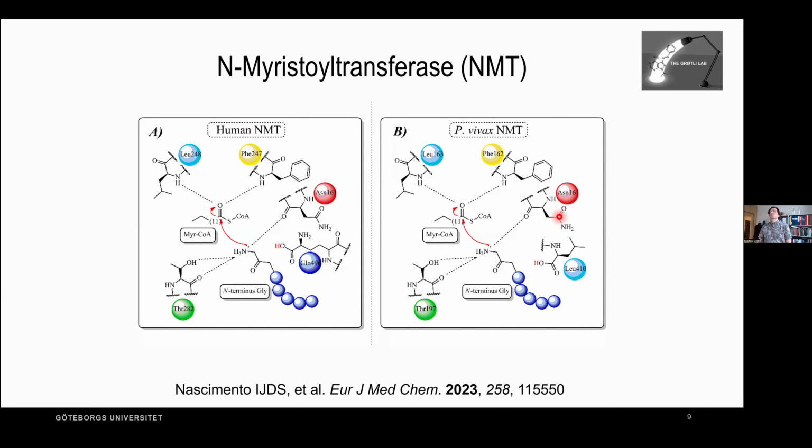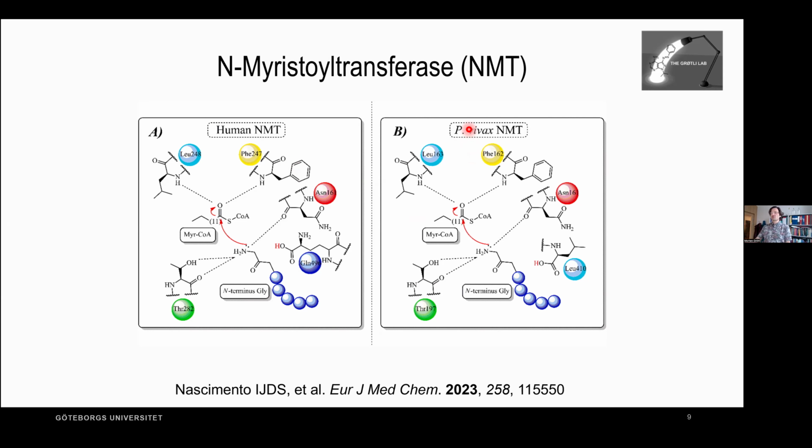But then we have a challenge, and I try to illustrate that here. Humans have two types of NMTs, these enzymes. The malaria parasite has only one, and more specifically, P. vivax has one. What is shown here is the mechanism for how this enzyme does its reaction, coupling the fatty acid to the protein.